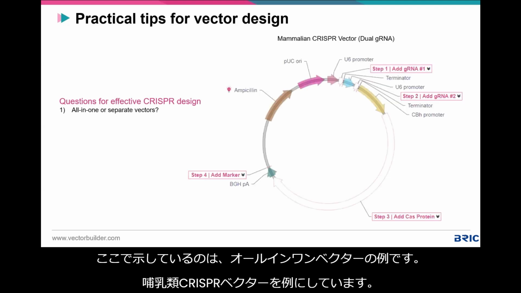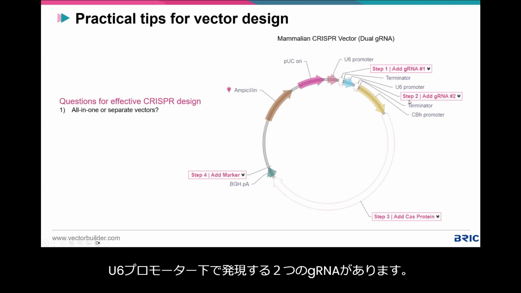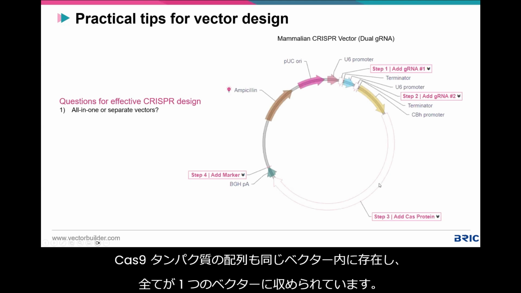What I'm showing here is an example of an all-in-one vector. This is a mammalian CRISPR vector. As you can see, there are two guide RNAs, driven by a U6 promoter, and then there is the Cas9 protein in this exact same all-in-one vector.